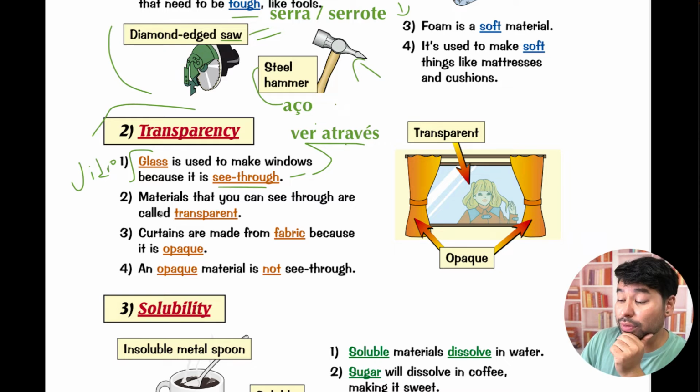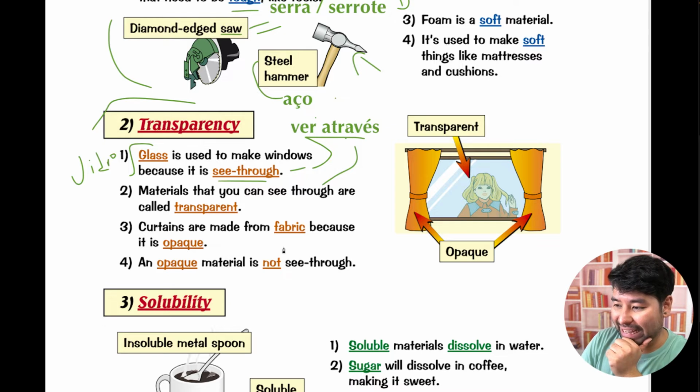Materials that you can see through, a gente já viu o que é through, are called transparent. So, every material that you can see through that material, we call it transparent, okay? Number 3, curtains are made from fabric. Fabric. Because it is opaque. Okay, so 2 words, let's listen to the native. So, question number 1. Word number 1 is this one here. Oh, let's listen. Opaque. Opaque. Very good. I got it right. And then the fabric. Let's see if it is okay. Listen to the native. Fabric. Fabric. Very good, right?